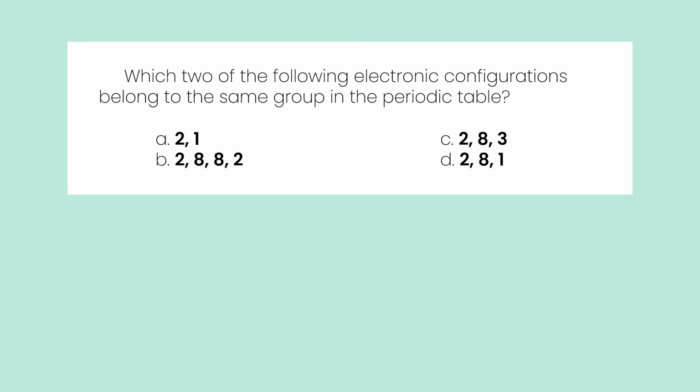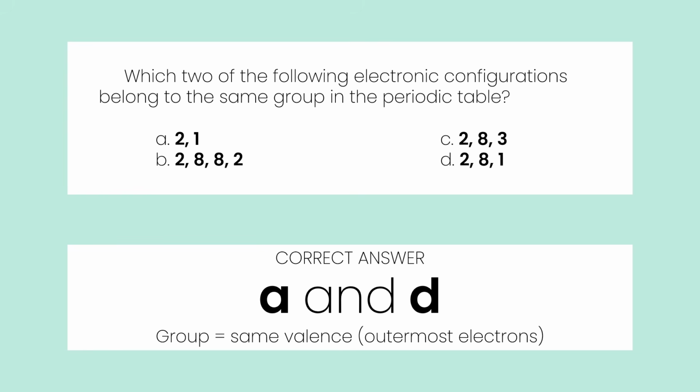The correct answer is A and D. Configurations 2,1 and 2,8,1 both have 1 valence electron even though they're in different shells. That puts them together in group 1. It's the valence electron count that matters most.